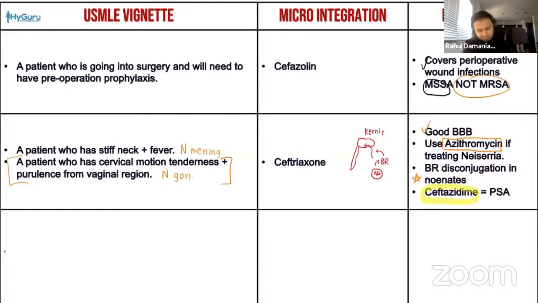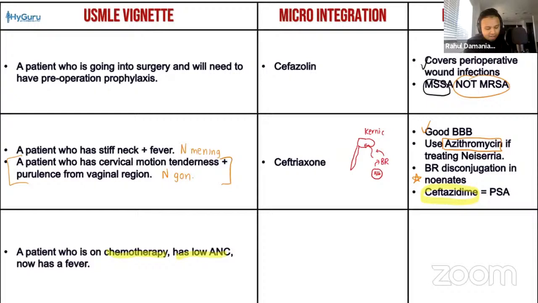A patient who was on chemotherapy has low ANC and now has a fever. Ladies and gentlemen, let me go ahead and get your participation here. Is this patient in this mini vignette immunocompetent or immunocompromised? Go ahead and put that in the chat. Immunocompetent or immunocompromised? All right. Everybody should be participating. This is not a passive session. You have to put in the same energy that I'm putting in. Here we go. You're absolutely correct.